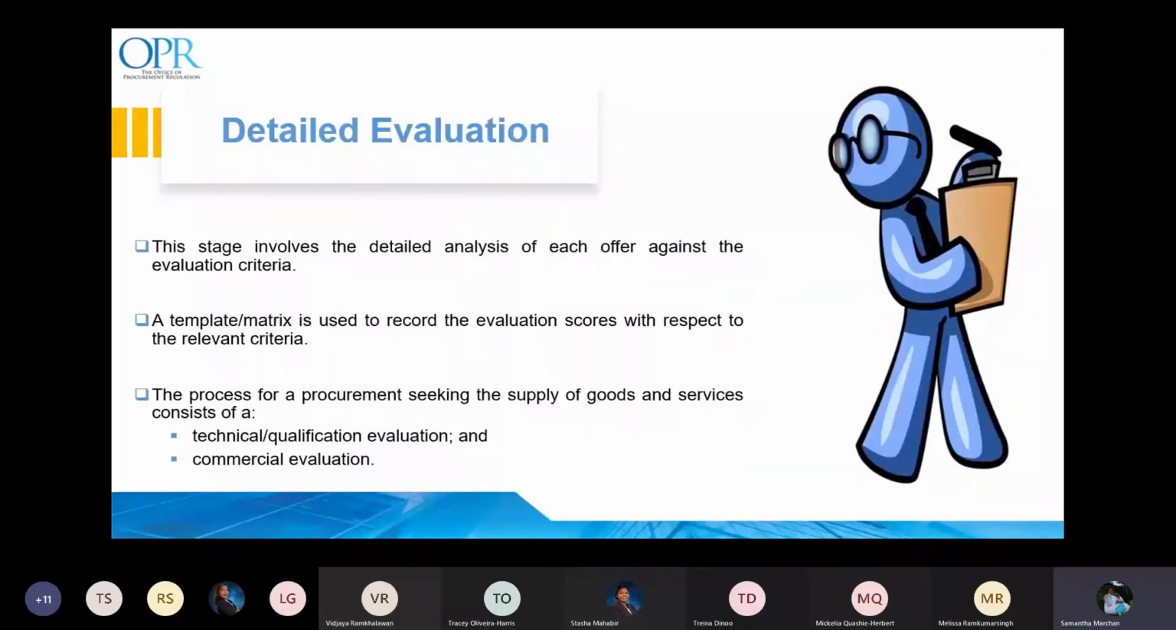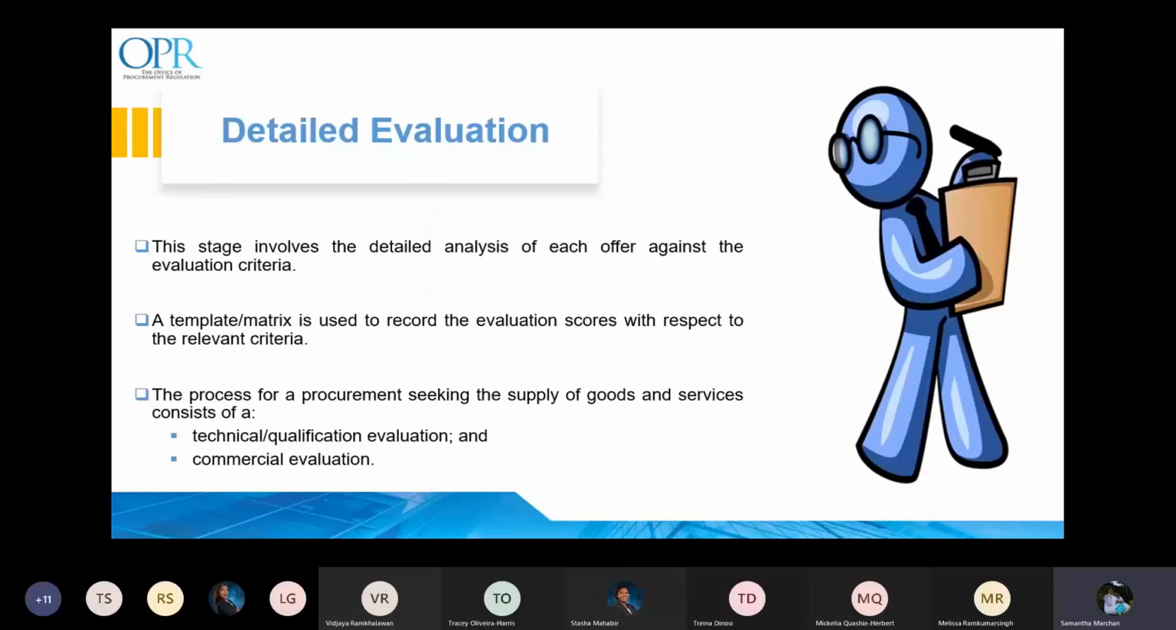So, having completed the preliminary examination, we now move on to the detailed evaluation process, and only bids deemed compliant during the preliminary examination will be accepted for detailed evaluation. This stage involves the detailed analysis of each offer against the evaluation criteria. It is good practice to establish an evaluation template or matrix utilizing the pre-established evaluation criteria prior to the evaluation process to expedite the process. This template is used to record the evaluation scores during the evaluation.